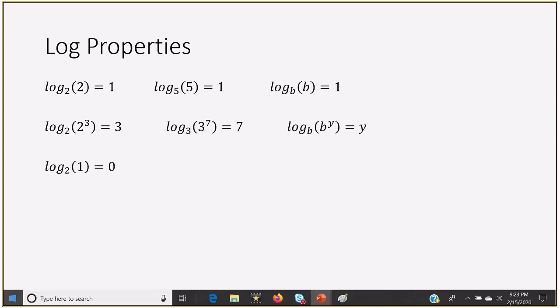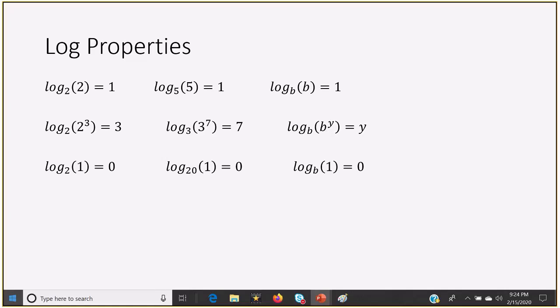Log of any base with the input of 1 is going to be 0. So log base 20 of 1 is 0. Log base anything of 1 is equal to 0. So watch for that. These are properties that you could probably figure out if you have a little bit of bonus time on a test, or you kind of blank on them.